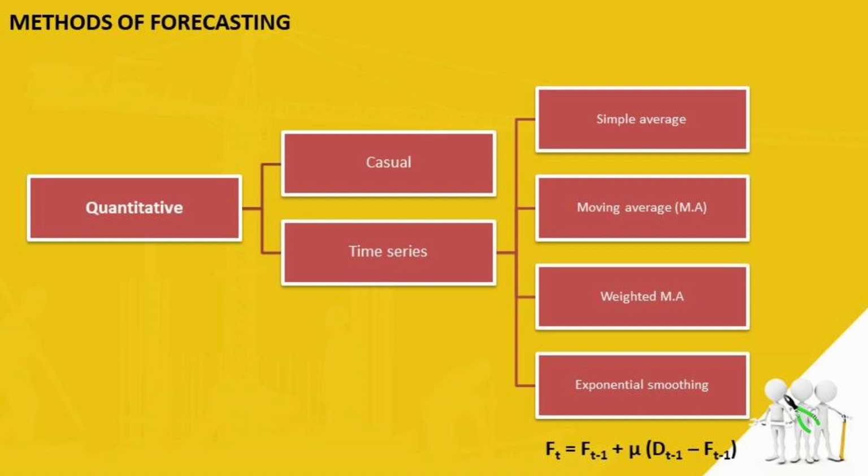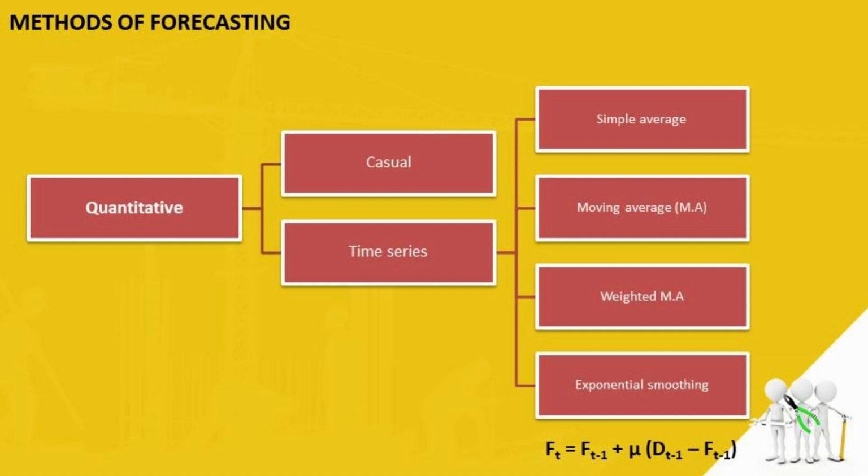Now, some of the common time series forecasting models are the simple average method, simple moving average method, weighted moving average method, and exponential smoothing. These four methods often come in the form of numericals in many examinations. So let's understand them one by one. You need to have a brief description about them. You don't have to have a comprehensive one.